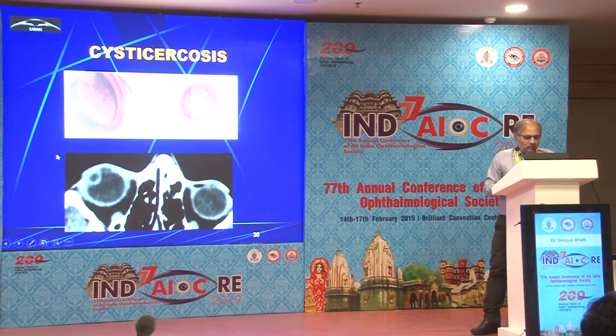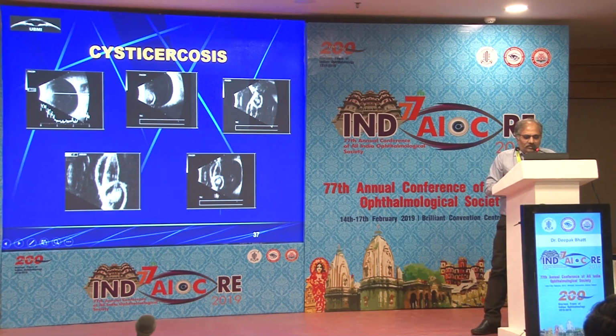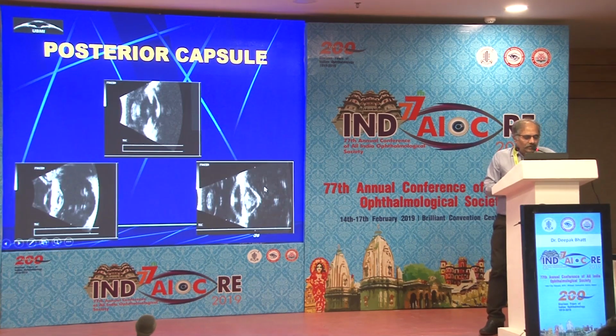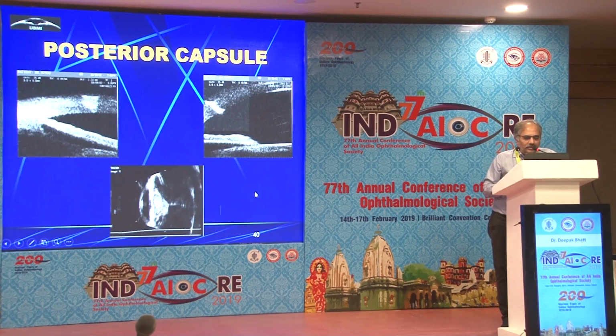A case of cysticercosis, which we picked up very well on the ciliary body on a 20 megahertz probe. And then subluxation of the lens can be seen very well, with vitreous coming out into the anterior chamber. The entire zonules are gone. And the posterior capsule can be seen very well with the posterior polar cataract, that it is intact, and there is posterior lenticonus, which is seen on a 20 megahertz probe.